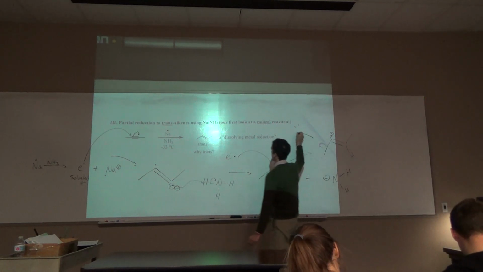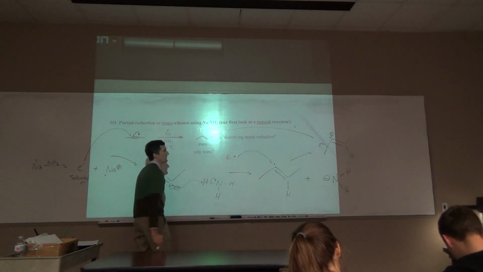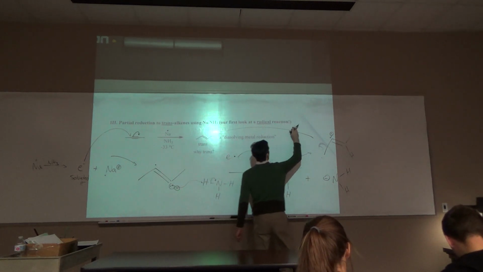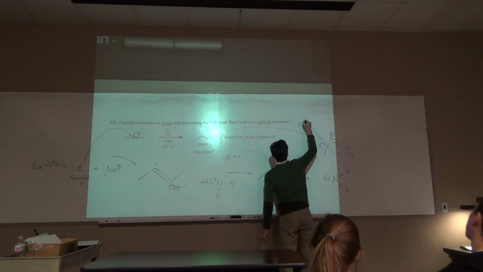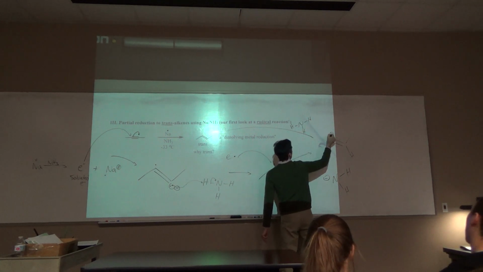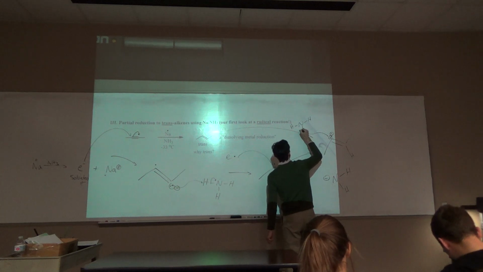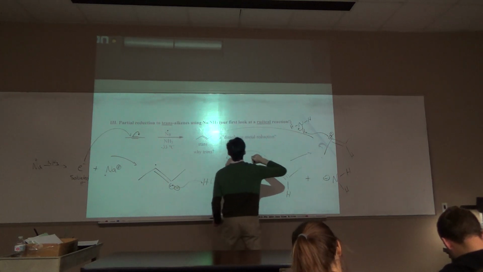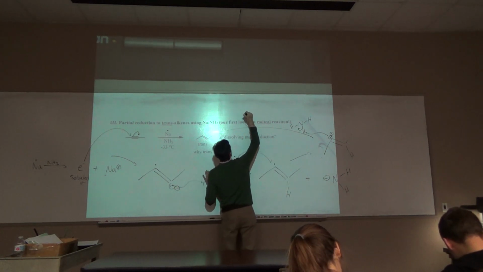How do we get the final product from there? What do we need? We need another ammonia. And these electrons now take the H, and we get that, and we make another NH2 minus.